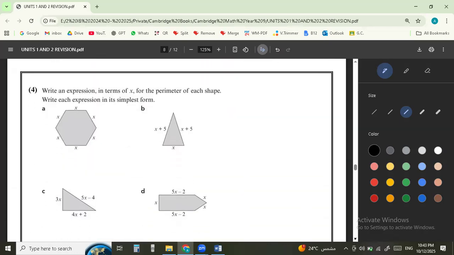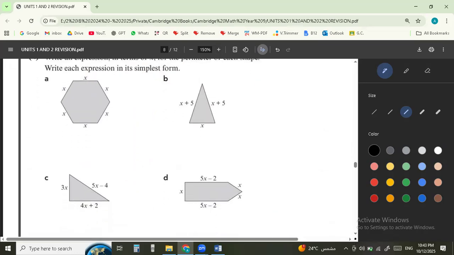Write an expression in terms of x for the perimeter of each shape. The perimeter means add all the sides up. So here I'm going to add all the x's. You're going to find x plus x, 6. So it's 6 x's. So the perimeter here is 6x. While here, x plus 5 plus x plus 5 plus x. You're going to collect the like terms. X plus x plus x, 3x. 5 plus 5, 10.